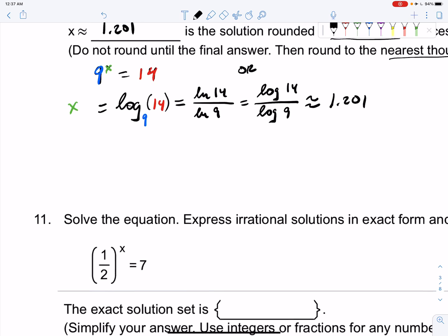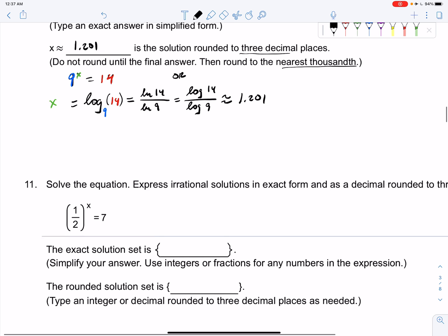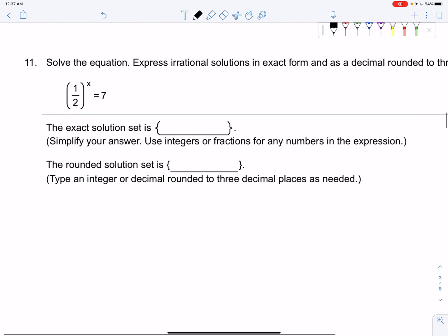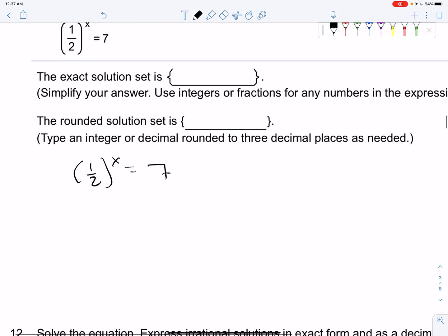Okay, so then I did the same thing on this one. It's similar, right? Except the base is a half, which is totally legal. So I have 1/2 to the x equals 7. And so we just go ahead and do the same procedure, which is, let's write it as a log. So log base 1/2 of 7, it's getting a little sloppy here, of 7 equals the exponent x.